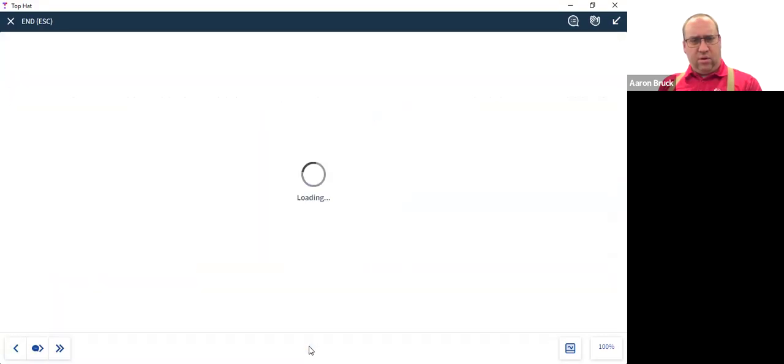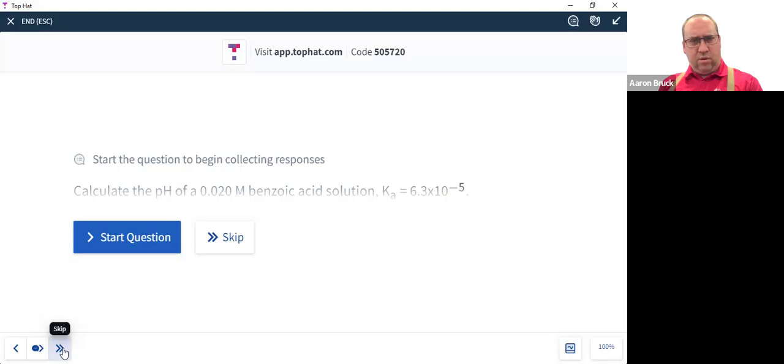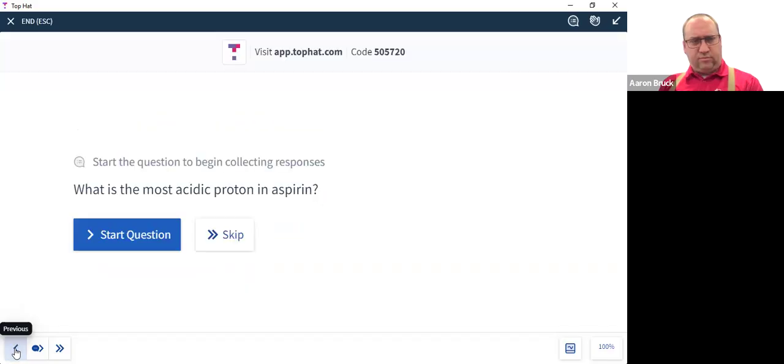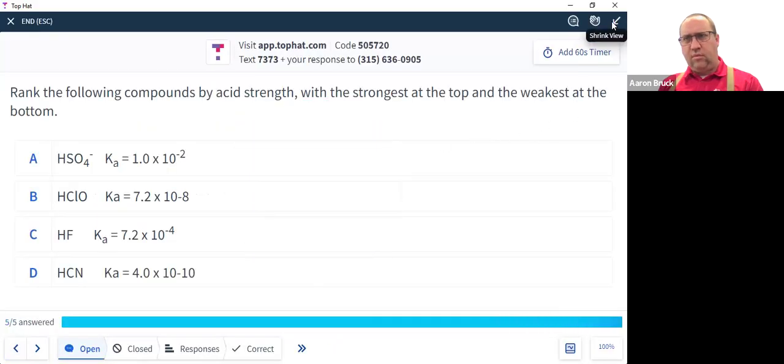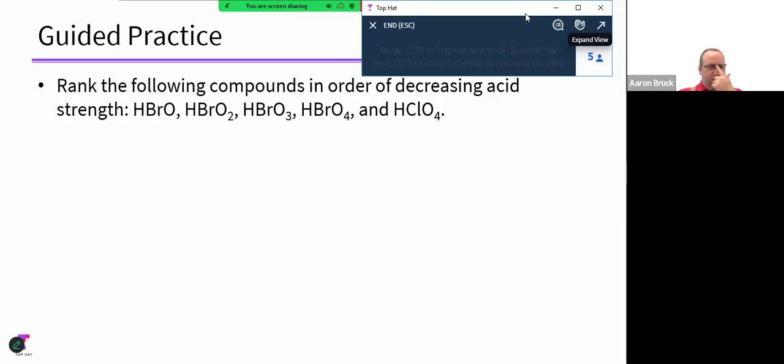I already did that one. All right, so let's do this one together. Based on what we've seen about the periodic trends and inductive effects, what would we determine the following compounds to be in terms of their decreasing acid strength? So decreasing meaning that we're going from largest to smallest.